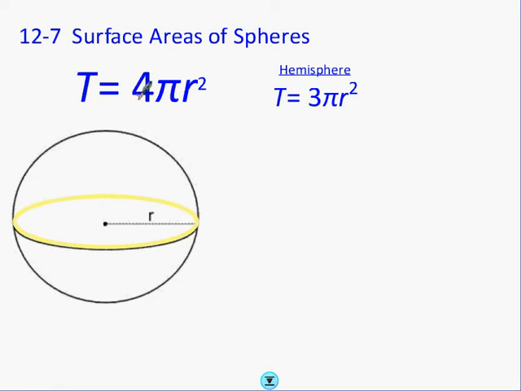Okay, the surface area of a sphere, this one's very simple. The area of a circle is pi r squared. The surface area of a sphere is 4 times that. The only thing I want to point out here before we move on is that ring there, the largest circle in a sphere, is called the great circle.